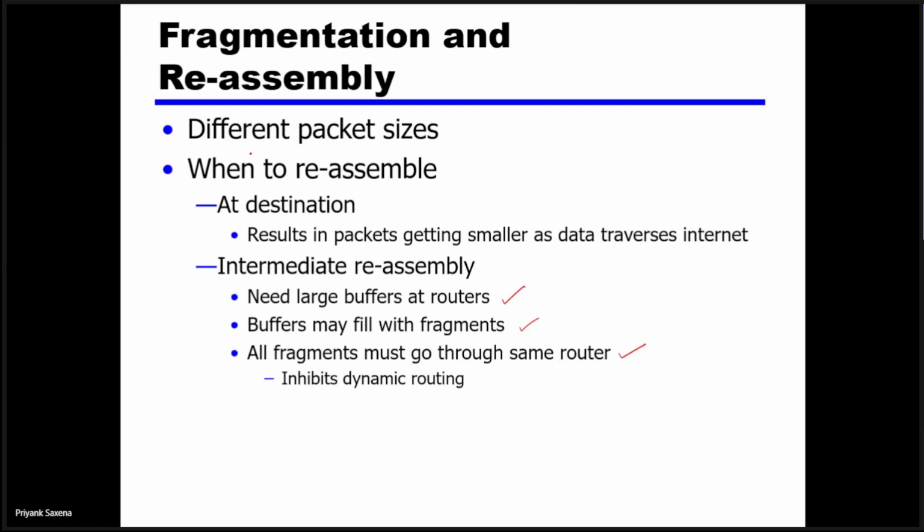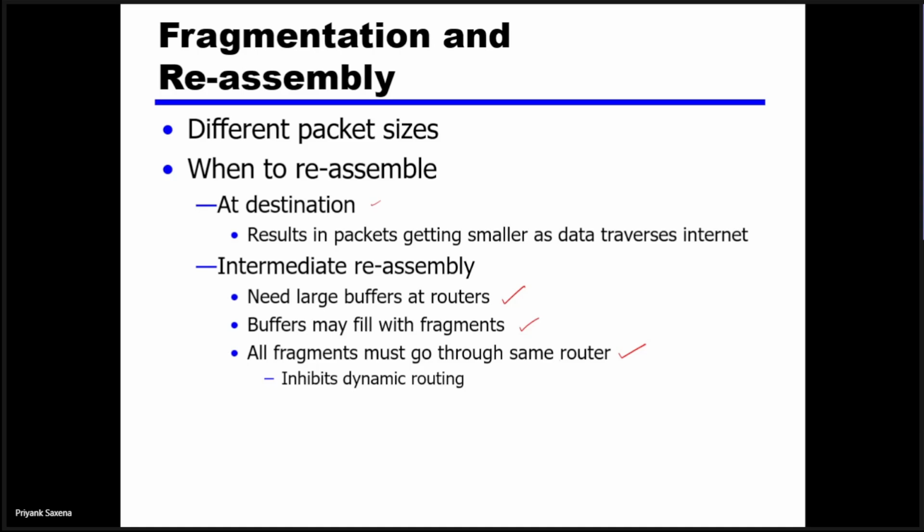So now, when to reassemble? We discussed whether it should be reassembled at the end user destination or by intermediate reassembly. Intermediate reassembly means at some particular router. So what is the disadvantage at the destination? As the datagram moves through the network, it becomes smaller and smaller till it reaches the destination, right? So that is a disadvantage if we go for destination.